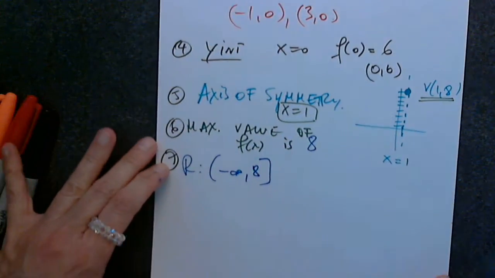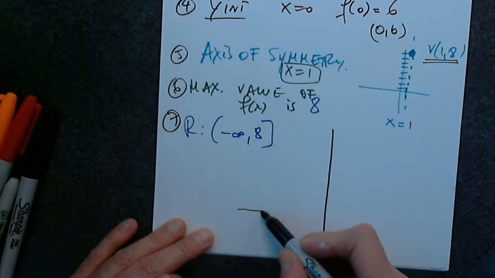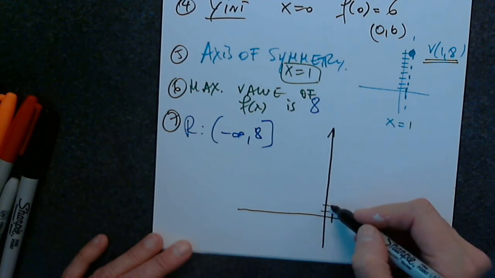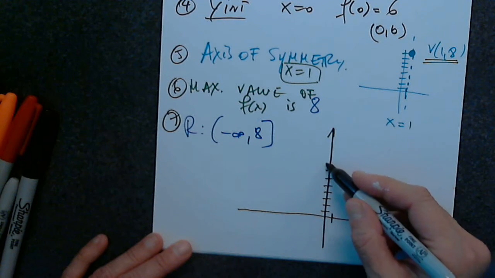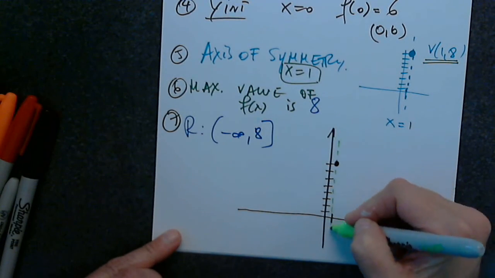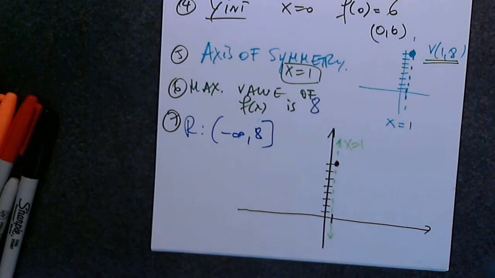Okay, so now let's graph. We always start by plotting the vertex, and then graphing the axis of symmetry. 1, 2, 3, 4, 5, 6, 7, 8. Here's the point. Then I draw the axis of symmetry. This is not part of the graph, but I have to make sure that the graph stays in shape.